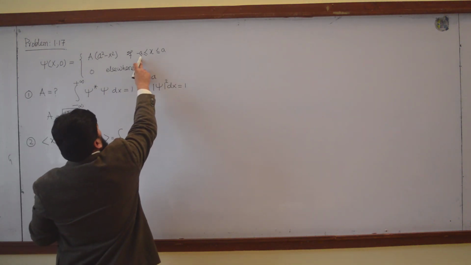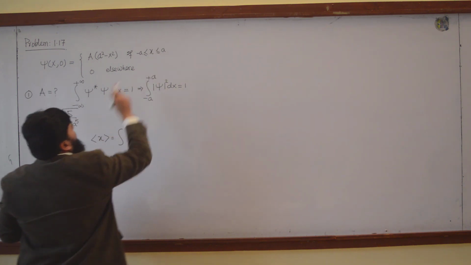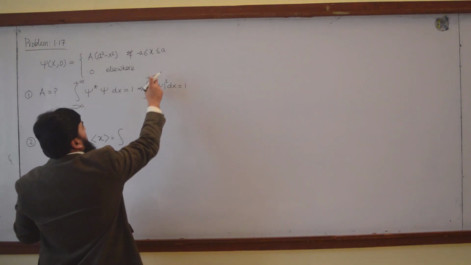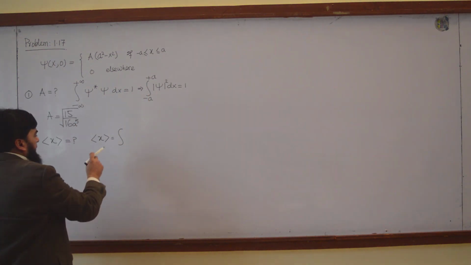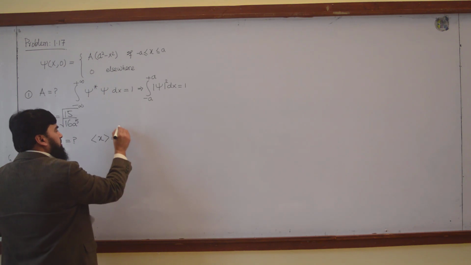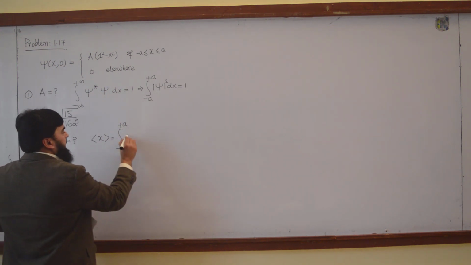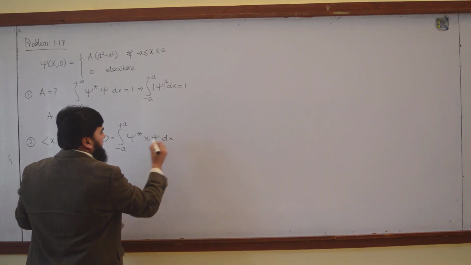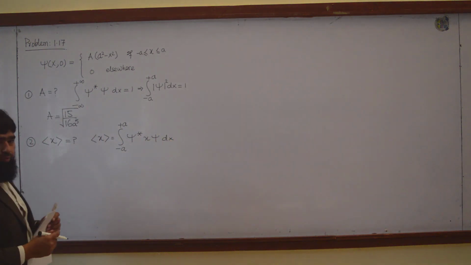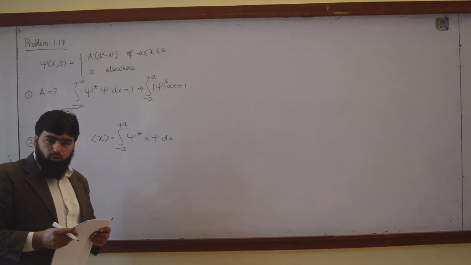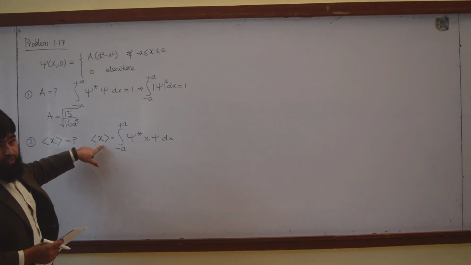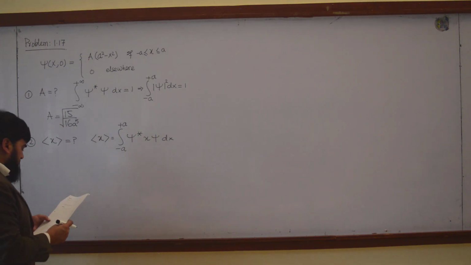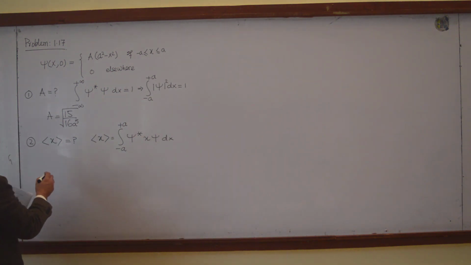Because your wave function is defined in this range only, elsewhere it is 0. So the expectation value will again be from minus a to plus a, psi conjugate, x, and psi dx. I hope this is very easy to calculate, and we have already calculated the expectation value of a comparatively difficult integral, so you will do this by yourself.